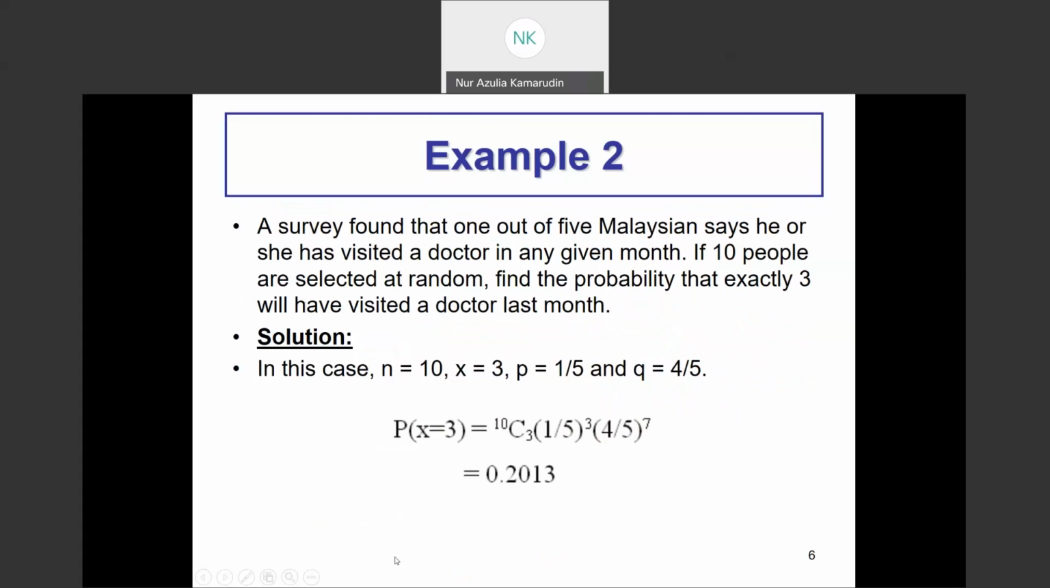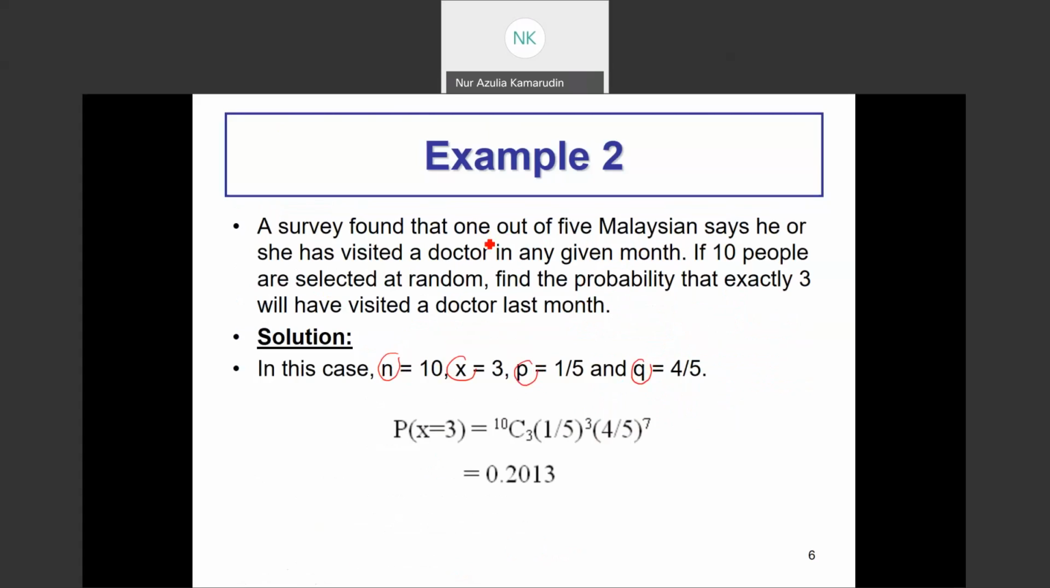Now this is it. This is where you have to define your N, P, Q, X on your own. Remember, these are the important things that you need to have for your binomial: your N, X, P, and Q. So look back at your question here.